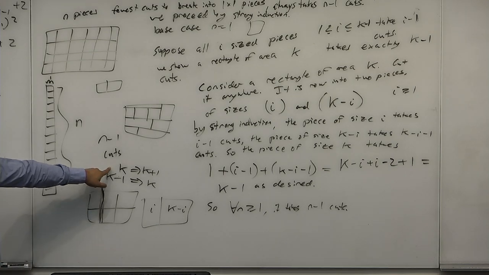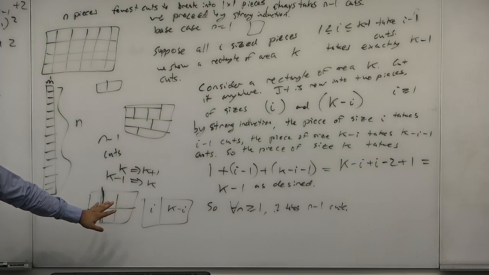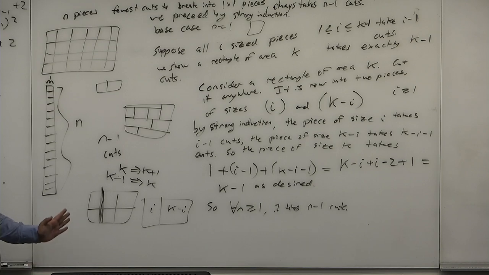You can either show k implies k plus 1. For cleanliness, sometimes you can show k minus 1 implies k. Either one is okay. And whichever one, if you only did one way, that's okay. Sometimes for proof cleanliness, you can choose one or the other. Sometimes the math works out just slightly less annoyingly.